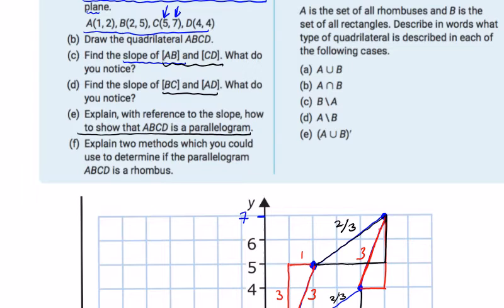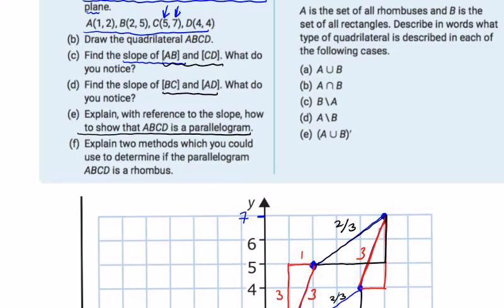And to explain two methods you could use to determine if ABCD is a rhombus, well, all sides would have to be the same length. If it's a rhombus, we saw that in a previous video, and you can tell by the slopes here, even by looking at them, that they're not the same length in this case, but that's how you would determine whether it's a rhombus.